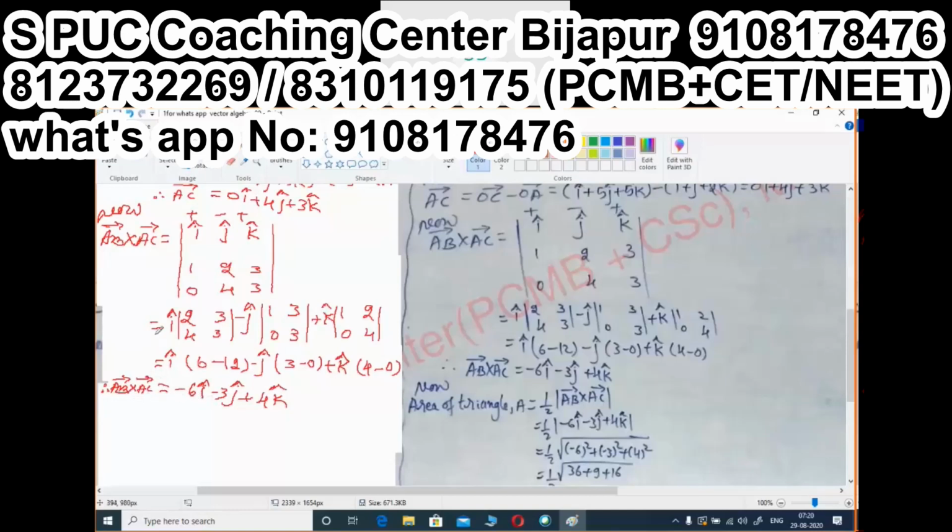So is this step clear to everybody? Okay, this is the most important. Once you have got AB vector cross AC vector, what do you have to do now? Write once again the formula for the area of the triangle. Now you are solving area of triangle problems. Area of triangle A is equal to 1 by 2 modulus of AB vector cross AC vector. Modulus you have to find out.